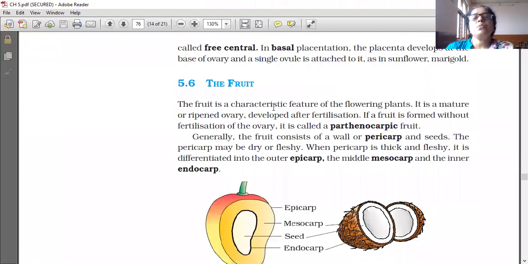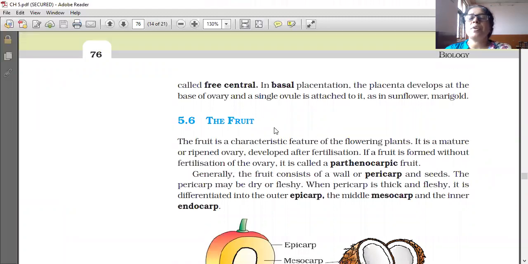Now fruit. The fruit is a characteristic feature of flowering plants. It is a mature or ripened ovary. After maturation, the ovary is converted into fruit and the ovule is converted into seed. It is a mature or ripened ovary developed after fertilization.